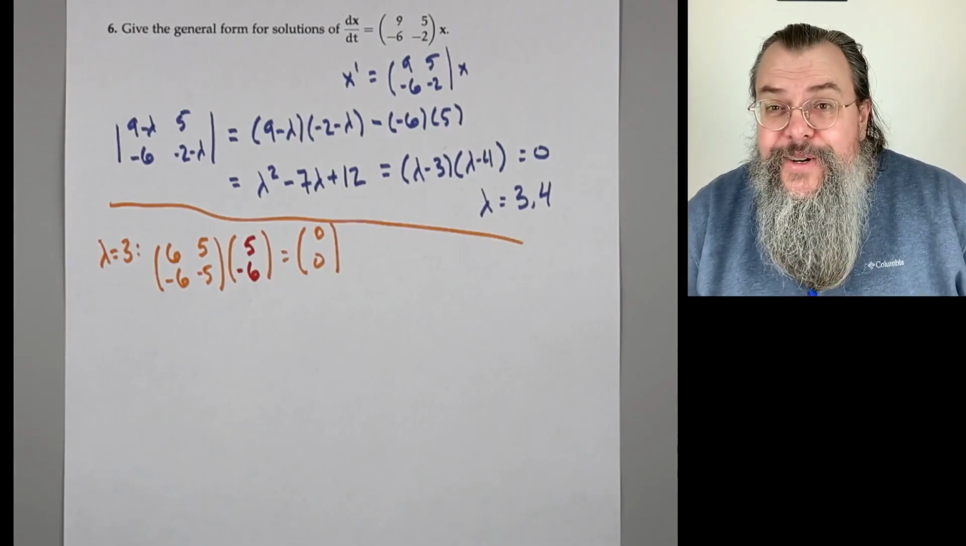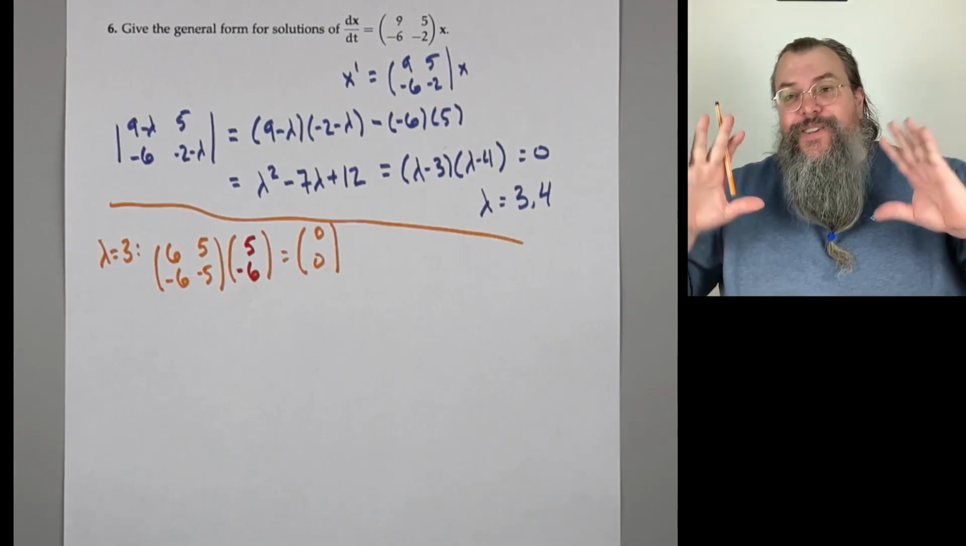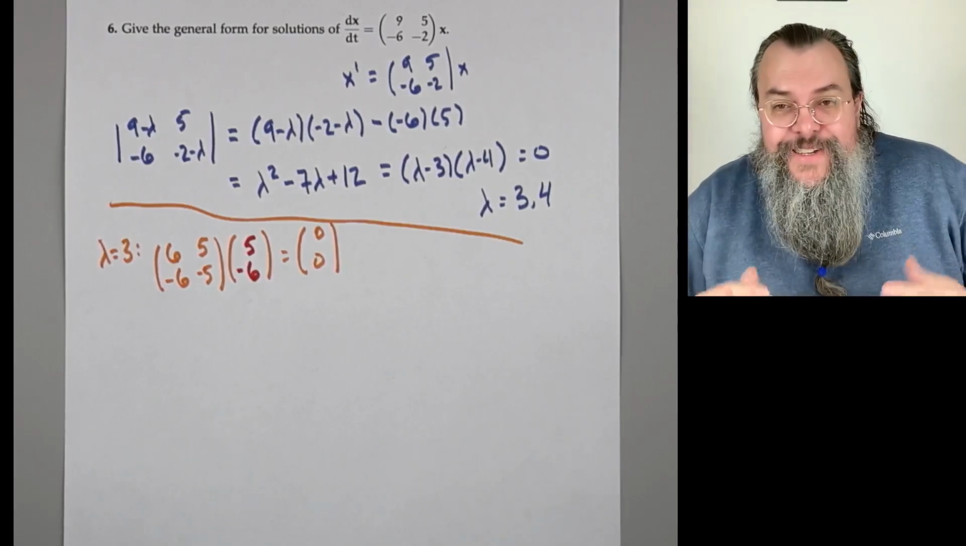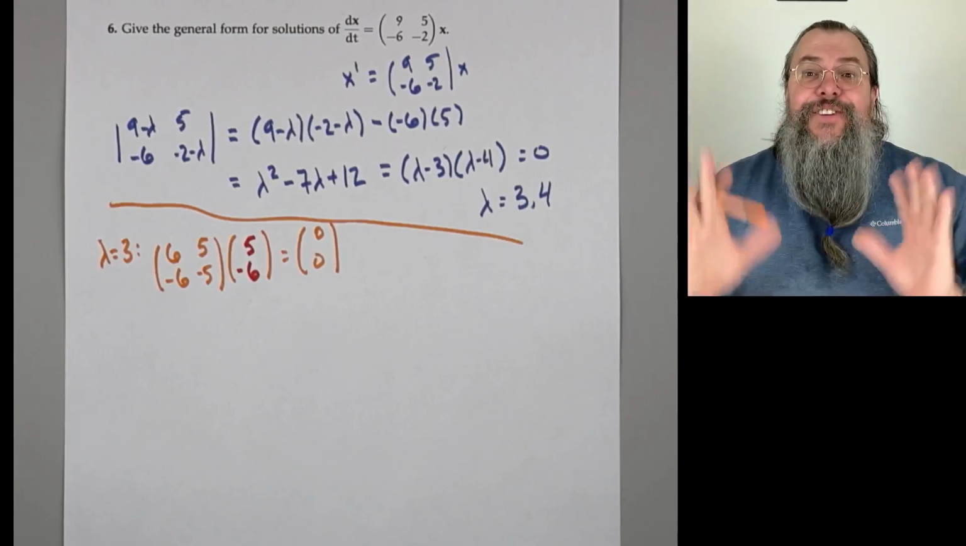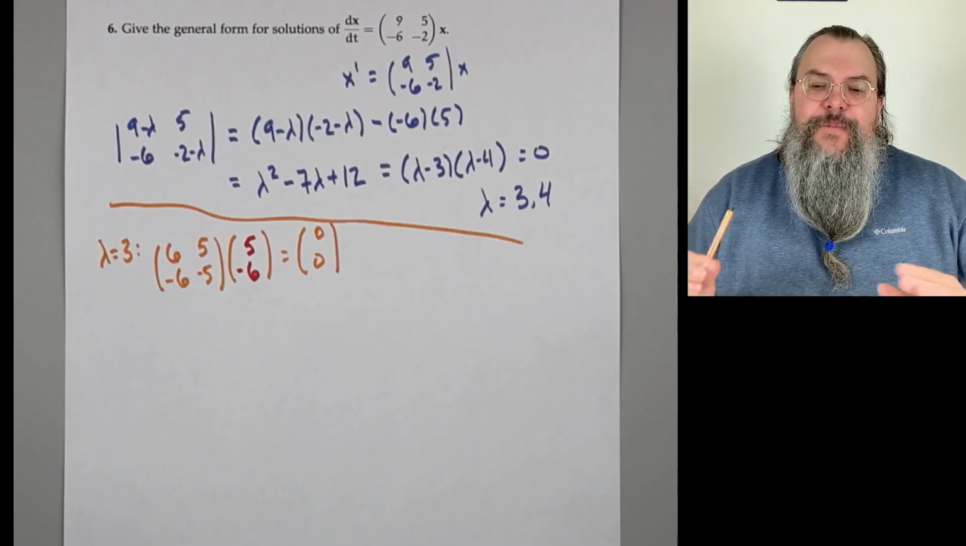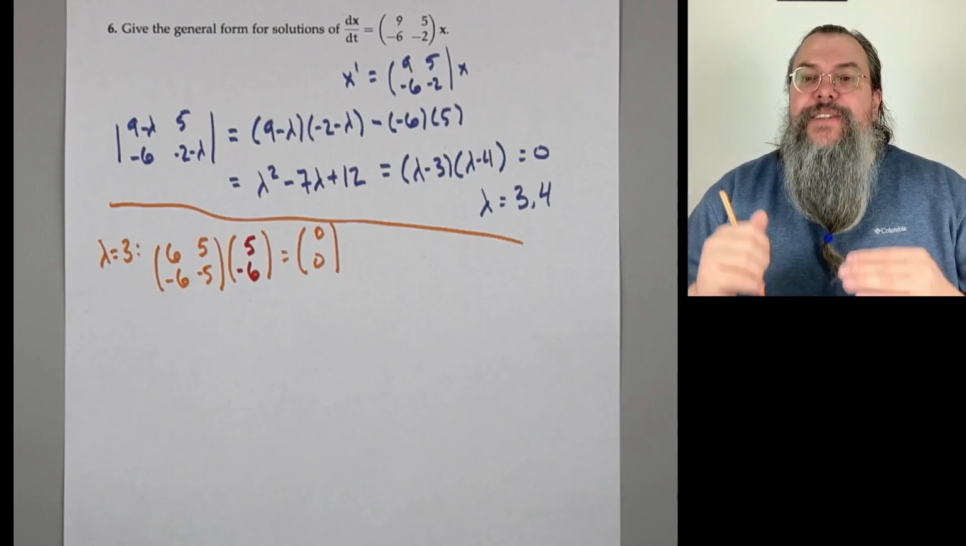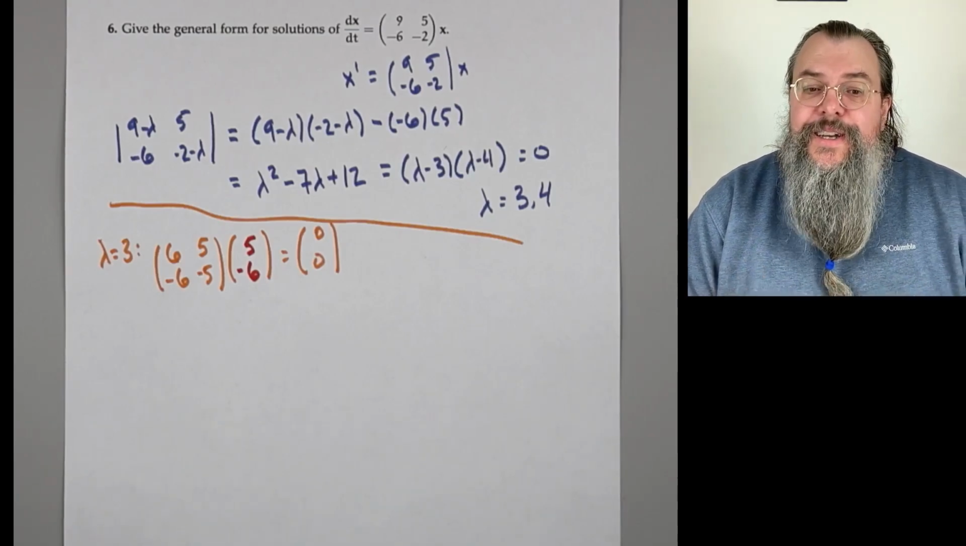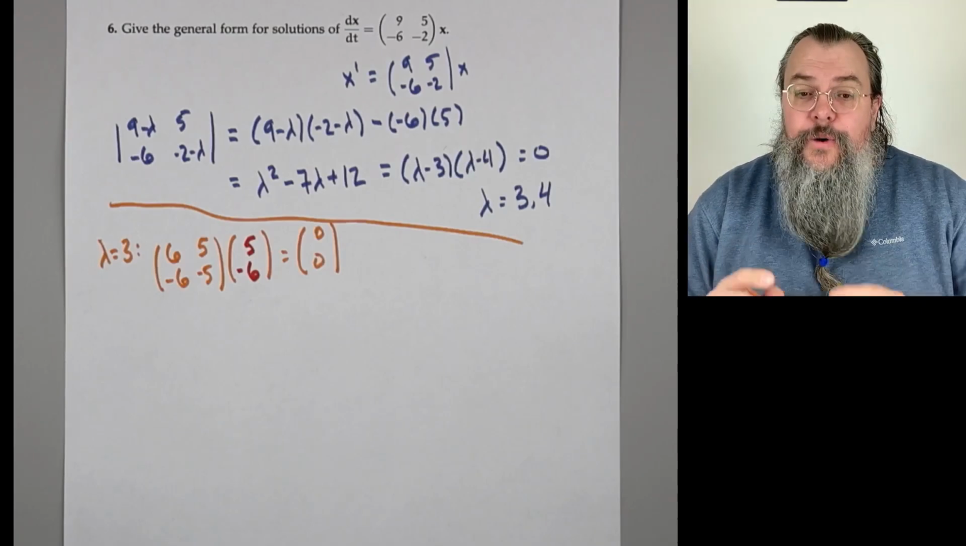Sorry, eigenvector. And I should point out, it's not unique. If you said, oh, I put down minus 5, plus 6, great, that also works. You can scale by any number. It's still an eigenvector. All right, but we're not done because we need to do 4.